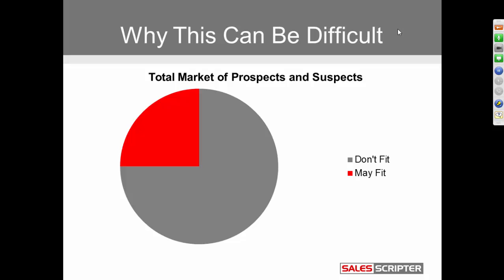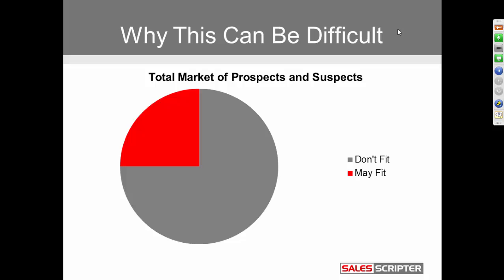Let's say you sell a service or a product to businesses, and the only type of company that can use your product or service is a company that has 10 employees or more. Let's say that you reach a prospect and they have 5 employees. Well, they're in the gray. They do not fit with what you have to offer, so there's no point in trying to sell to them because they don't fit at all.